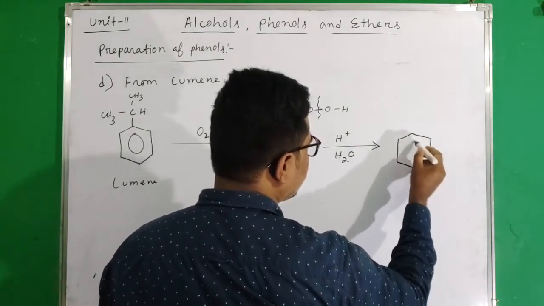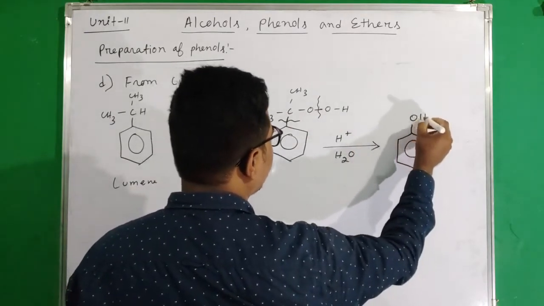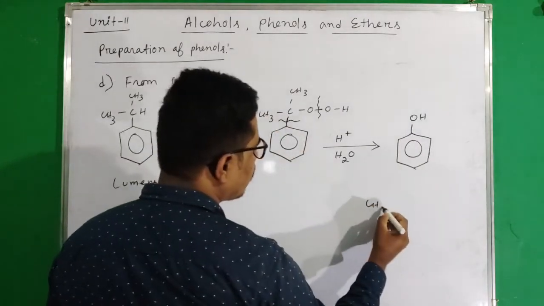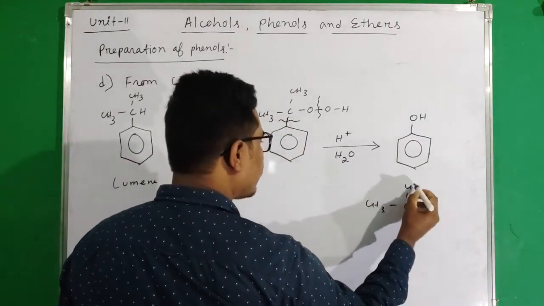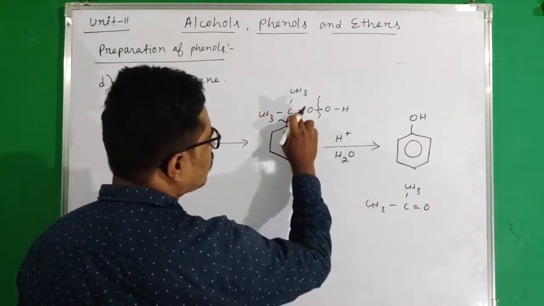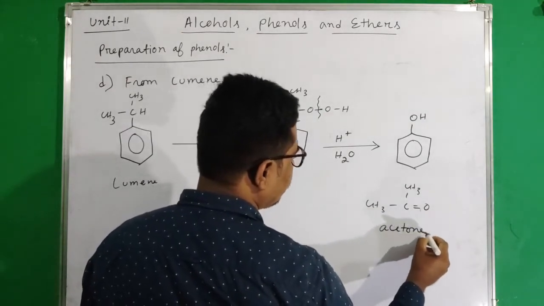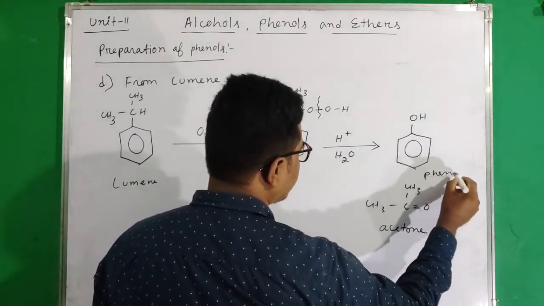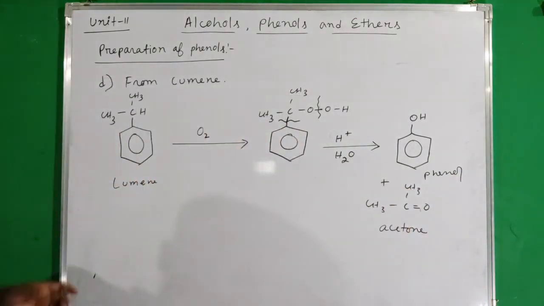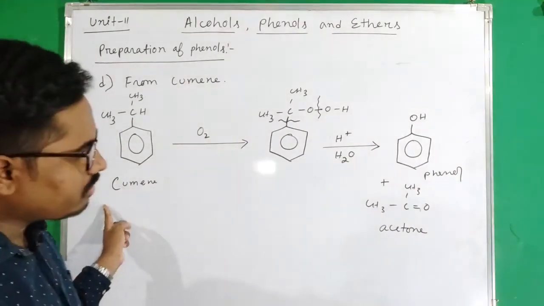After breaking the bonds, the OH will attach to the benzene ring, and CH3, C, again CH3, double bond O. That means here one double bond will form, and acetone will form. That means the products are phenol and acetone. So we have converted cumene into phenol.